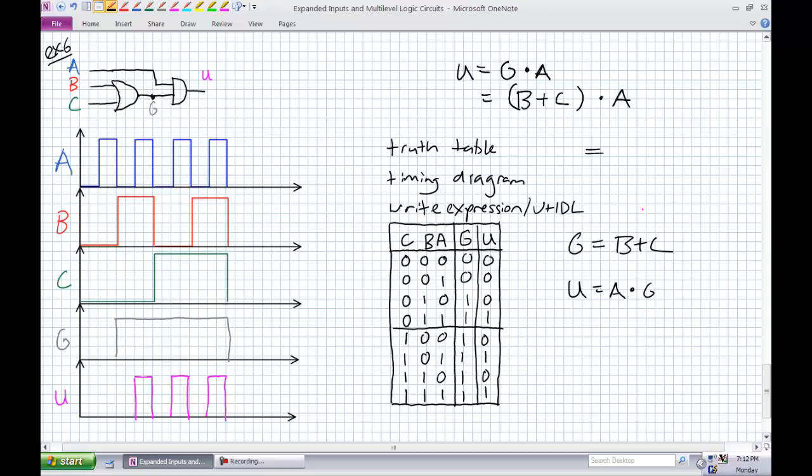To illustrate, it does not equal B or C and A, because according to the order of operations, what you're getting is A and C or B. So use those parentheses and use them correctly.